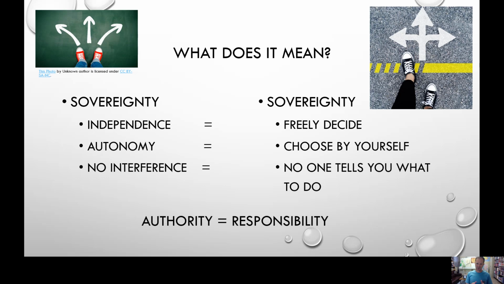Now, sovereignty just means independence or autonomy. Or we could also say no interference. And of course, independence means you freely decide by yourself. And autonomy also means you choose by yourself. And no interference means no one tells you what to do. So this is a very simple definition of the meaning of sovereignty.